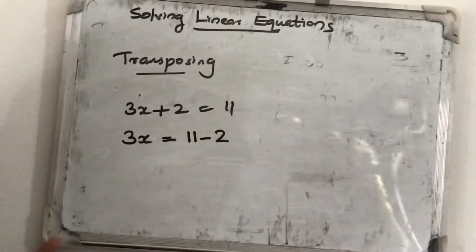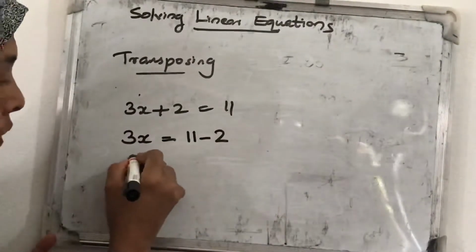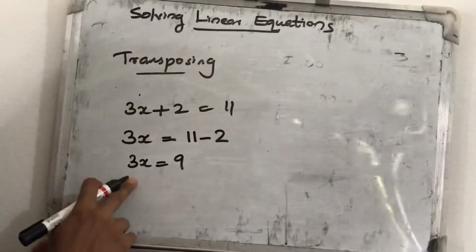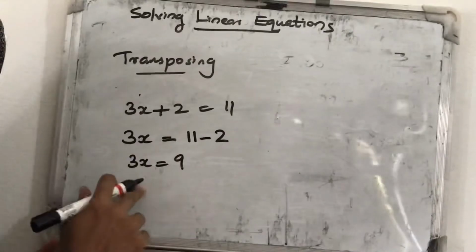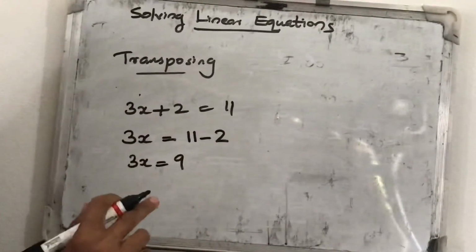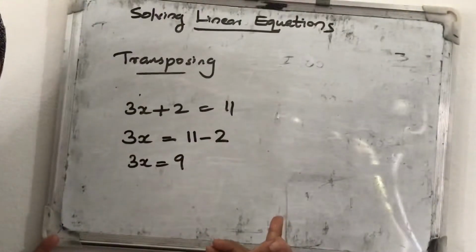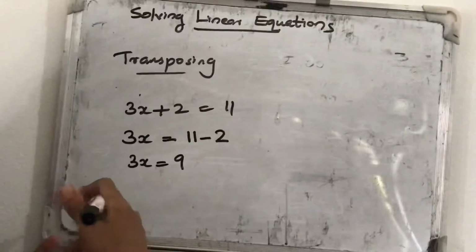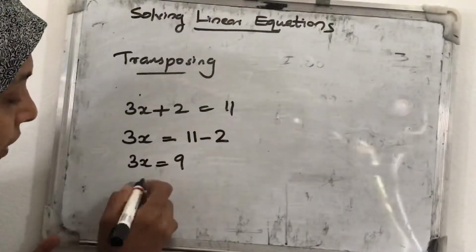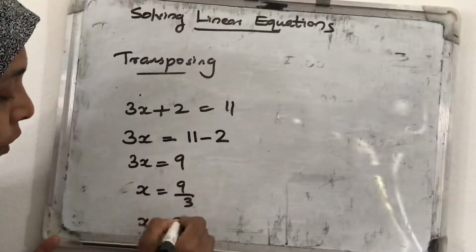Okay, when we remove it, its sign will be changed. So 3x will be equal to 11 minus 2. That means 3x equal to 9. Now again here we have 3. 3 is multiplied into this variable x. So this 3 also we want to transpose to the other side. Here 3 is multiplied, so when we transpose to the other side, it will be divided there. Its multiplication opposite operation is division. So we can write, therefore x equal to 9 by 3. That means x equal to 3.